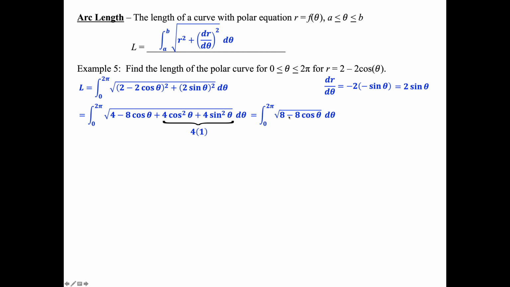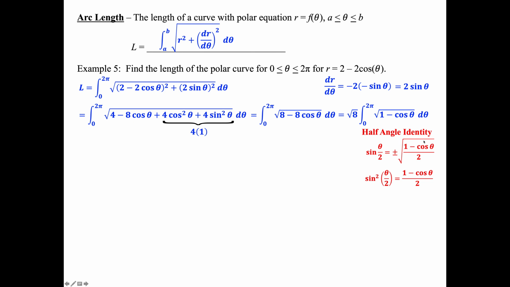So right here, I want to factor out the 8's. So square root of 8 out in front. And the reason I want to do this is because the square root of 1 minus cosine theta is familiar to me. That's part of my half angle identity. So in my half angle identity, I have the square root of 1 minus cosine theta over 2. So all I need to do is get this to substitute over here. So we manipulate this, we square both sides, we get sine squared theta over 2, multiply over the 2, 2 sine squared theta over 2 equals 1 minus cosine theta. So I can put this 2 sine squared theta over 2 in for 1 minus cosine theta.